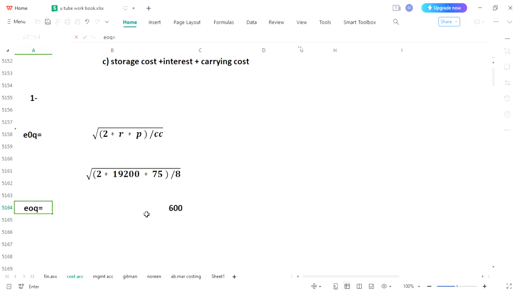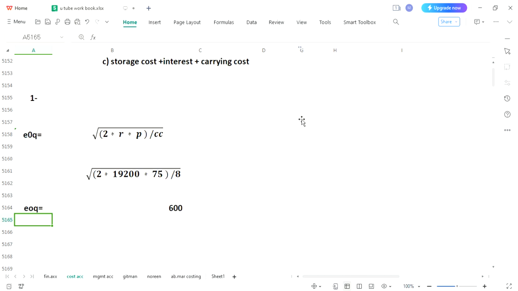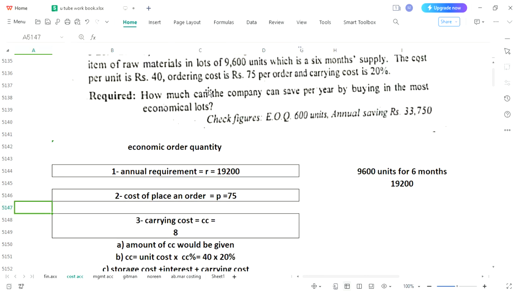Let's get back to the question. Look at here, your economic order quantity is 600 units. Answer has been matched. It means the first part of the question has been sorted out. Let's mark it as completed. Now our second step is to calculate saving. How much can the company save per year?